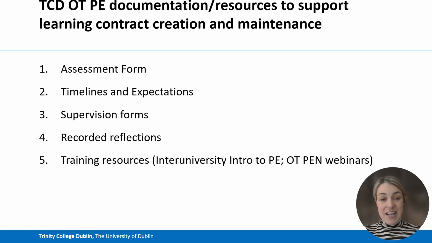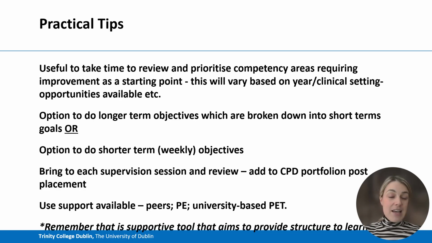Training resources, then there's a piece relating to learning objective and learning objective creation in the inter-university intro to practice education training, and also there's one of the OT Practice Education Network webinars that focuses on learning objectives. So they're available to both the student and the practice educator.